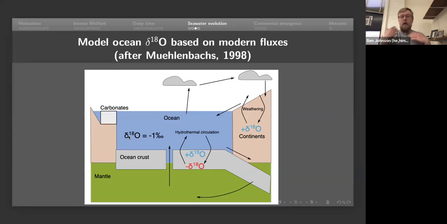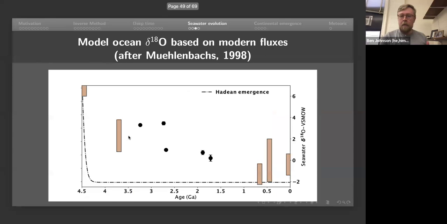So just as an illustration, let's set this model up just as it works today. Let it run. Let's see what happens here. That's what I'm showing here. This is presuming all the modern fluxes of weathering, hydrothermal alteration, subduction, everything as it is today. And here's the result.